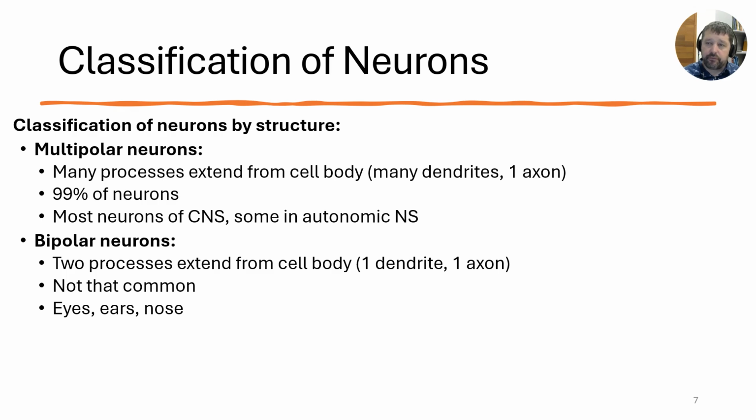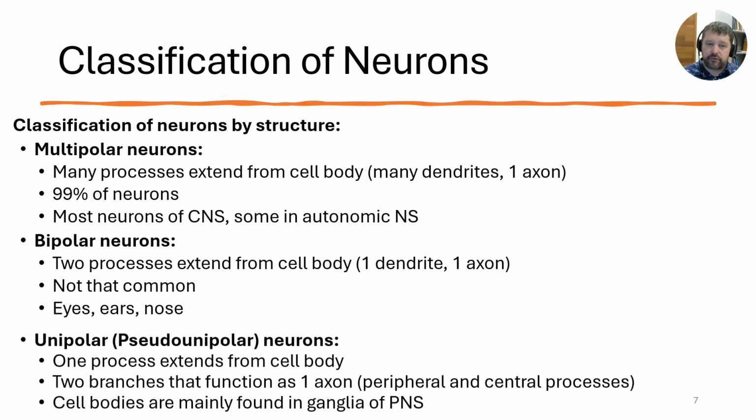Okay? Bipolar neurons, this is when you have one dendrite and one axon. It looks like there might be two axons, except, you remember, the axon is going to have a terminal end, and it's going to end with that neurotransmitter region. Okay, so you know that only one end has neurotransmitters. Okay, not super common, but it is found in the eyes, ears, and nose.